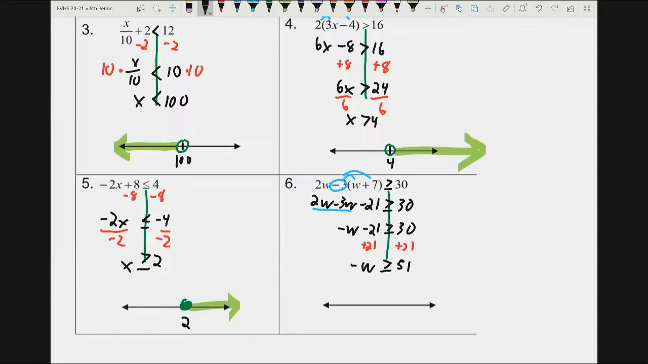And now right here, I got a lot of students who will just freeze at this point because there's no number there. But remember, negative w is the same thing as negative 1w. So we're going to divide both sides by negative 1, giving me w, and since we divided by a negative, we have to flip around, less than or equal to 51 divided by negative 1 is negative 51. We got negative 51 on the number line, circle it, got an equal to, so I shade it, and then less than or equal to goes left.